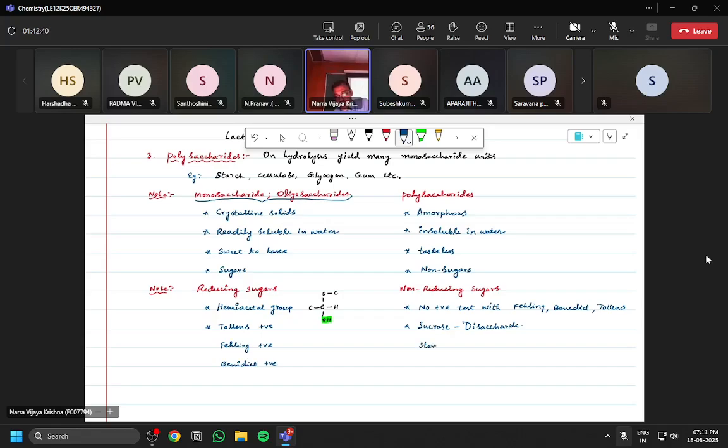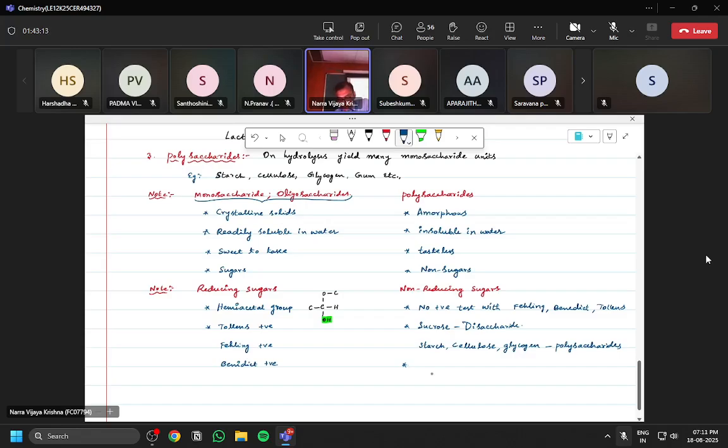Starch, non-reducing. Cellulose, non-reducing. All these are polymers. Now tell me how they are getting connected. Through this active OH group only they are getting connected to form longer chains, right? Cellulose, glycogen, etc. All these are polysaccharides, but non-reducing sugars, due to the presence of acetal group.